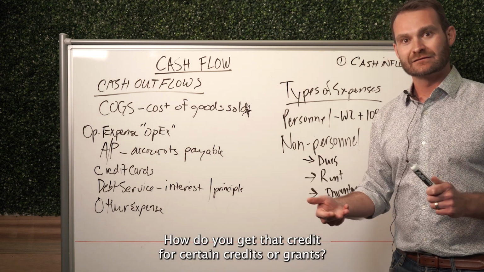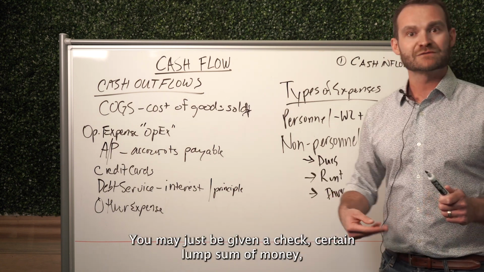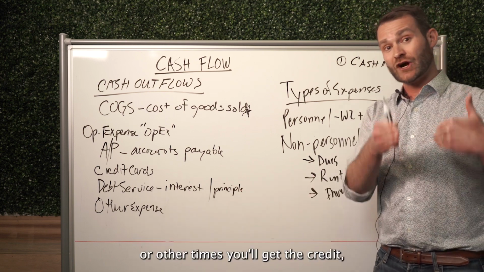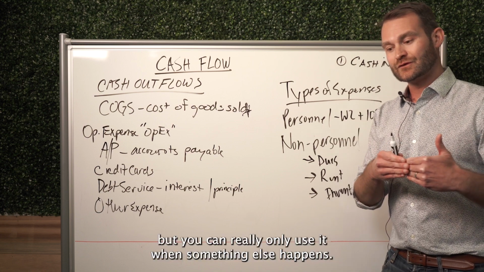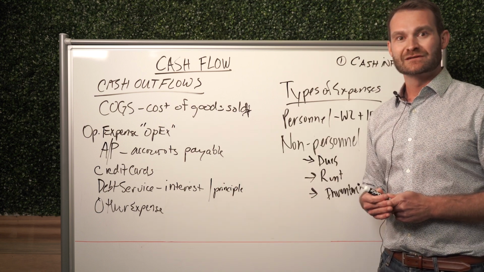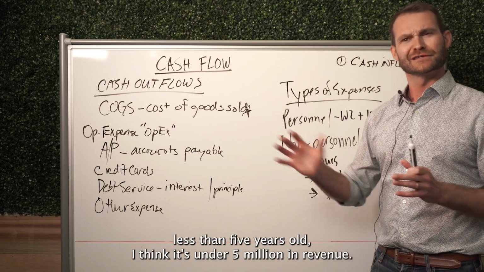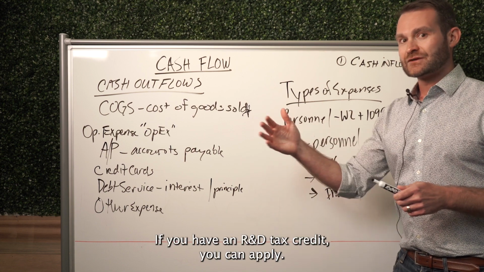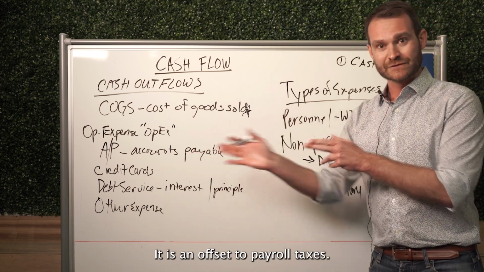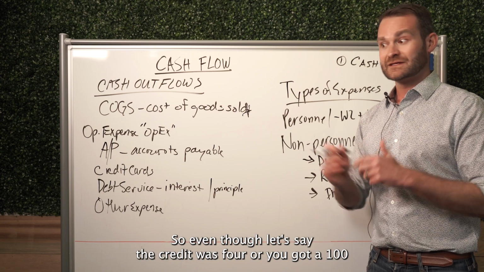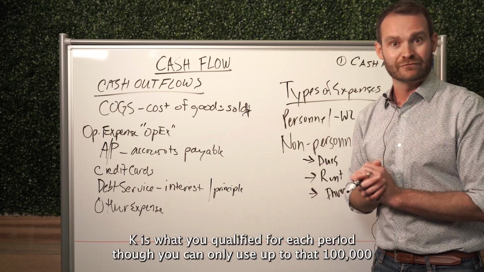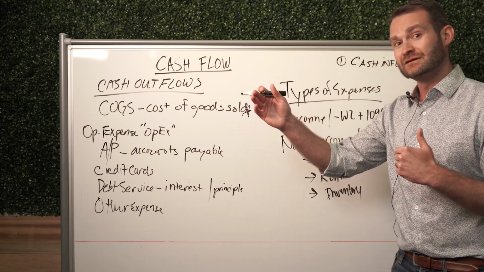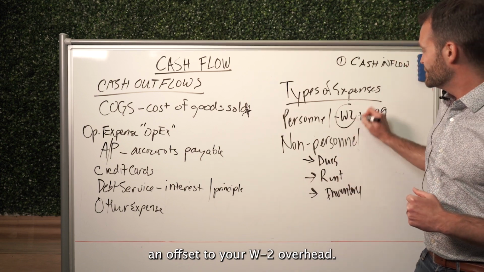How do you get that credit? Certain credits or grants, you may just be given a check, a certain lump sum of money. Or other times, you'll get the credit, but you can really only use it when something else happens. So for certain businesses less than 5 years old, I think it's under 5 million in revenue, if you have an R&D tax credit, you can apply it as an offset to payroll taxes. So even though, let's say, you qualified for 100K, each period you can only use up to that 100,000 as an offset to your W-2 overhead.